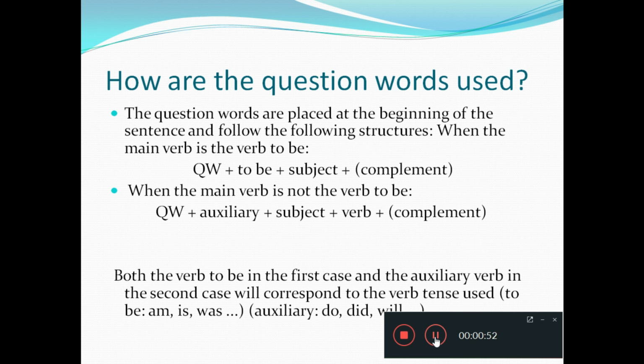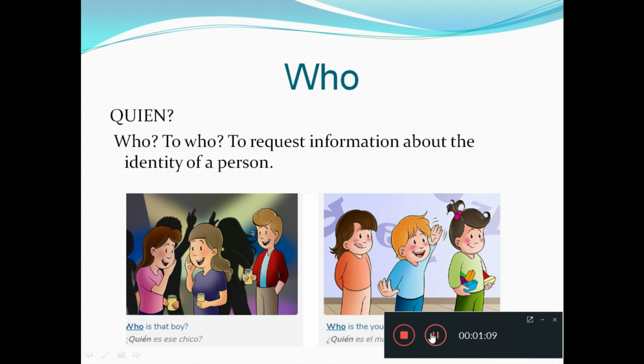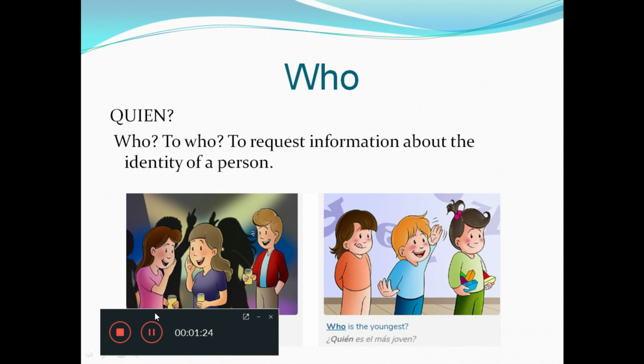But the verb to be in the first case and the auxiliary verb in the second case will correspond to the verb tense used. To be: am, is, was. Auxiliary: do, did, will. Who, ¿quién? Who, to request information about the identity of the person. For example, who is that boy? ¿Quién es ese chico? Who is the youngest? ¿Quién es más joven?